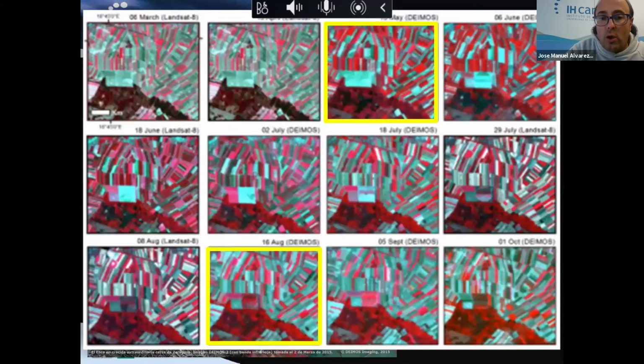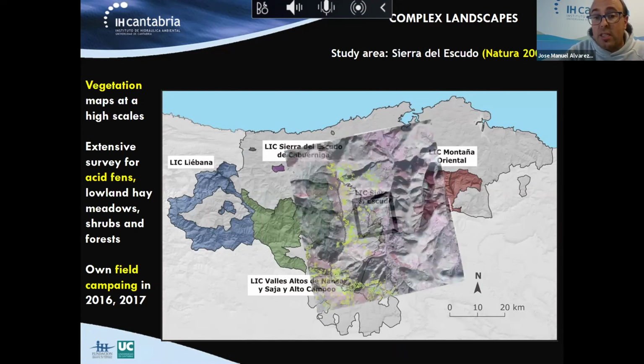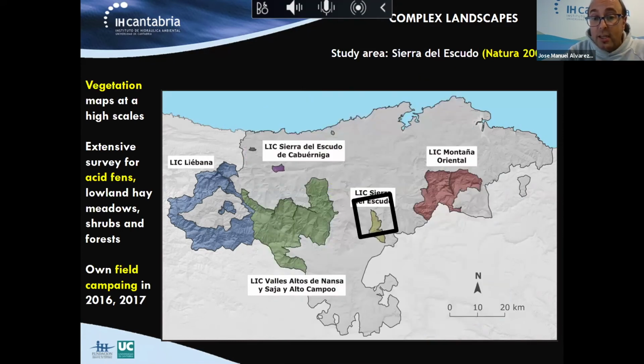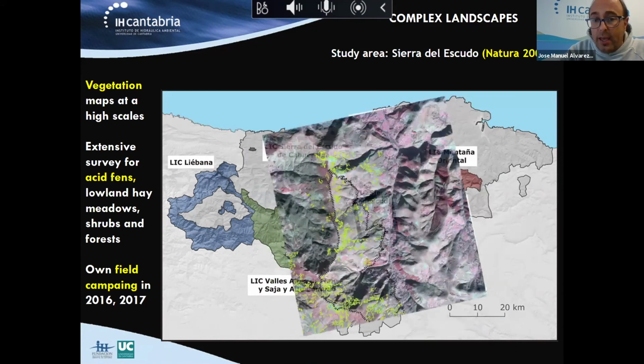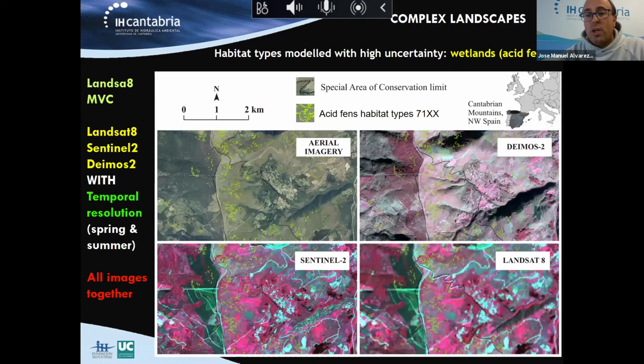And I will quickly just show you this. When we are dealing with complex landscapes, this is an area with a high abundance of wetlands. There's a Natura 2000 site here in our region because of the amount of wetlands. It's the LIC Tierra del Escudo. It is not enough with either Landsat or Sentinel. So we made an approach going a little bit further with very high resolution satellite. We use Deimos 2, which has 1 meter of spatial resolution, but less spectral resolution.